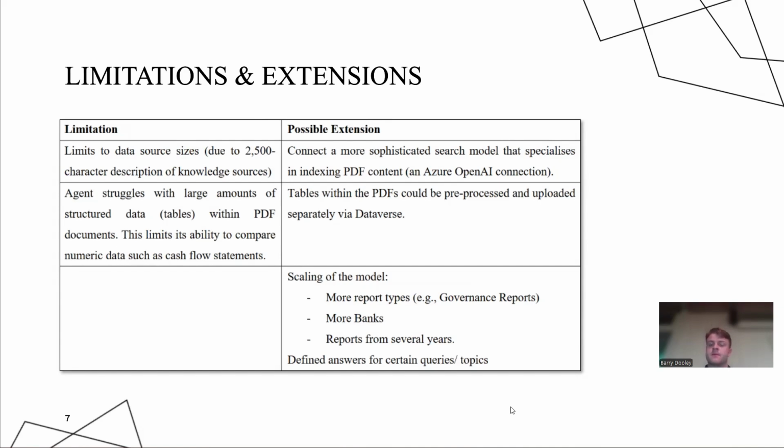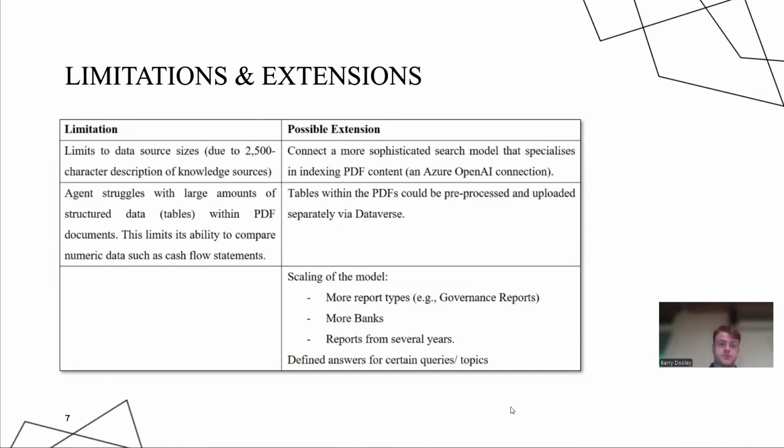report is. One extension of this to overcome this issue would be to connect a more sophisticated search module that's better at indexing PDF content. So this could be done through the Azure OpenAI connection, which has a vast amount of specialized AI models that could do this. That's in a kind of pay per use and subscription model, which was beyond the scope of this project.